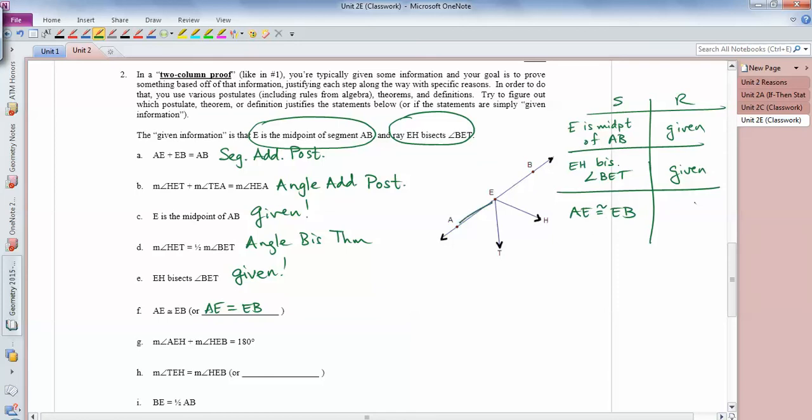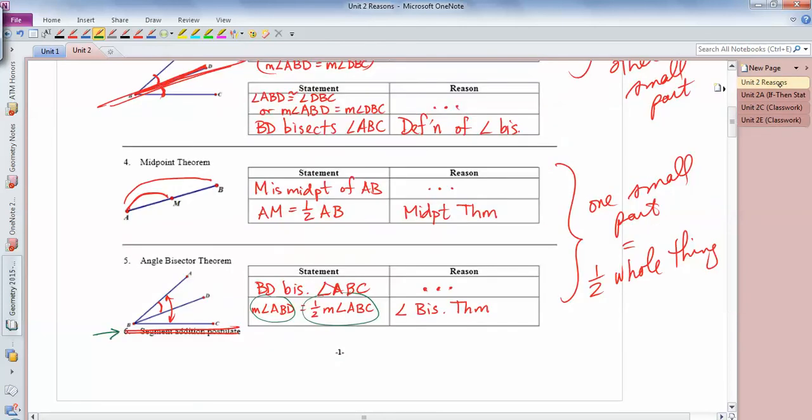Well, that means this one equals that one. And the thing that tells us we're allowed to do that is because E is the midpoint, right? We already know E is smack in the middle because that was given info. So there's one reason that we have in our list of reasons. It says if you have a midpoint, then one side equals the other side. So if we go back and we look at our reasons, it's not the midpoint theorem, because the midpoint theorem says one side is half of the whole thing, not one side equals the other side.